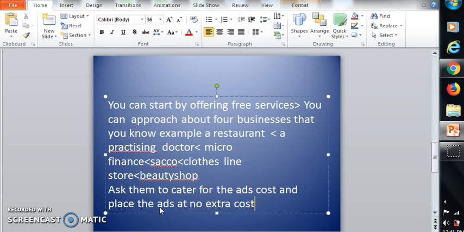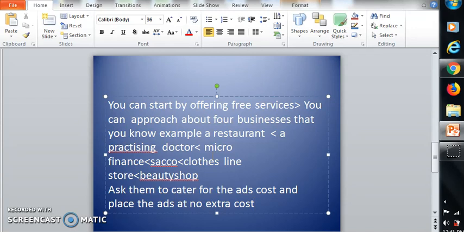So how do you start this business? This is my take. This is a business idea that is new to you. You don't have any experience, you've not done it before, you don't have any customers. So I would suggest that you start by offering free services.